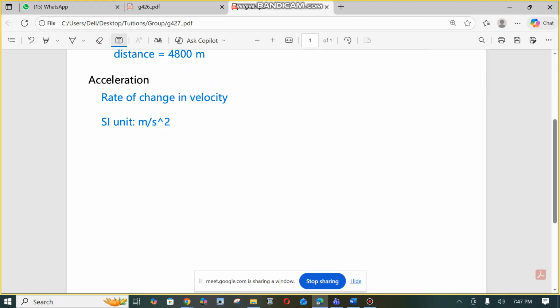The unit of both acceleration and deceleration is meter per second squared, and they are both vector quantities, because in whichever direction I apply the force will cause the acceleration in the same direction.